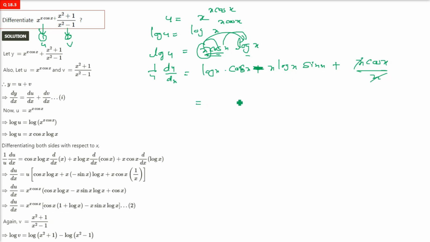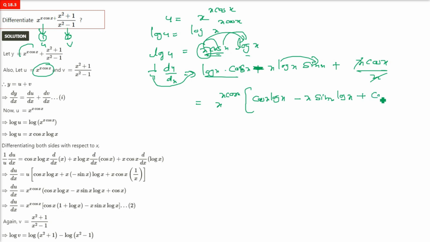So finally what do you get? You have to bring on the right hand side. U was x to the power x cos x. So you have x to the power x cos x. Inside this we have cos x log x. Please remember, always the log x is written after whatever is there. Otherwise there may be a concern that whether this thing is inside the log or not. That is why we always write log at last. So this is the solution of u, du by dx actually.